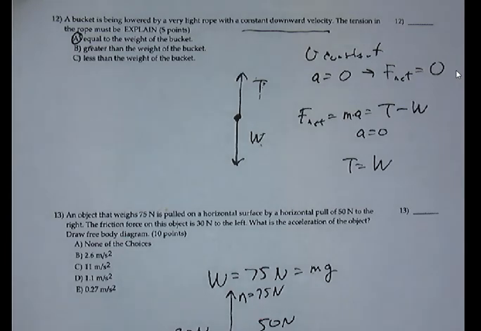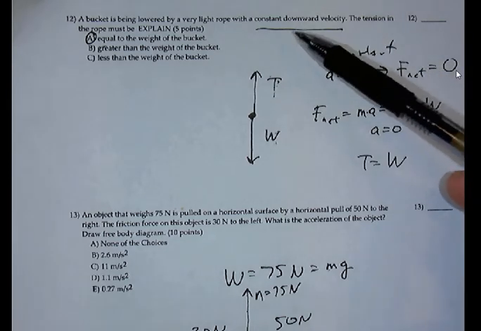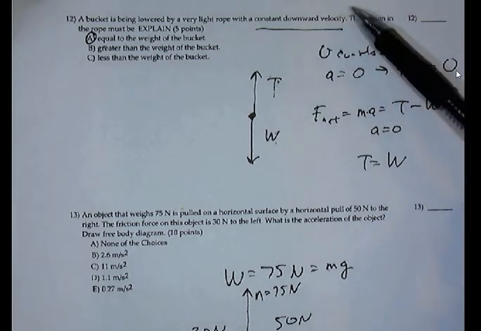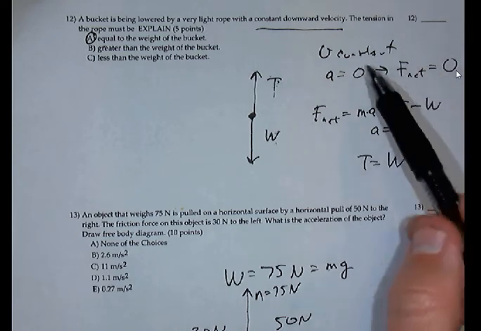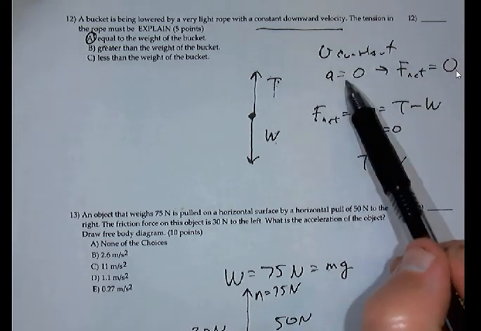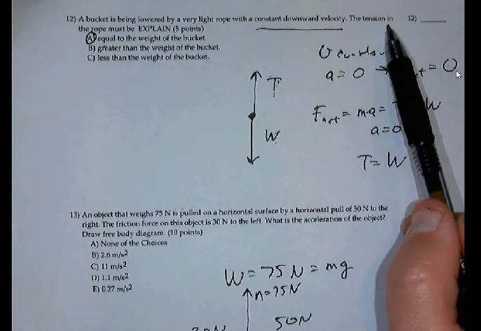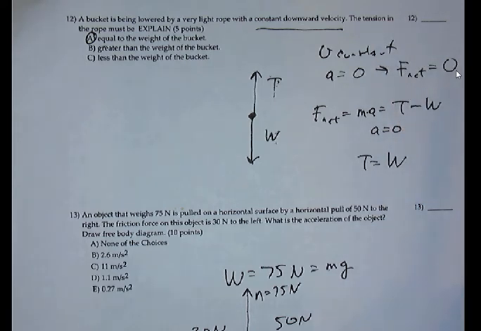Let's see, number 12. A bucket is being lowered by a very light rope, so we're assuming it's massless, with a constant downward velocity. So constant velocity in English, physics, means the acceleration is 0. That means the net force is 0. And we want to know the tension, how is it compared to the weight.